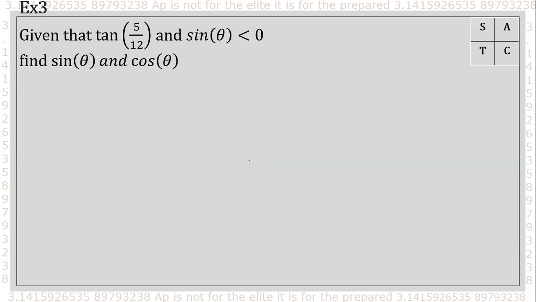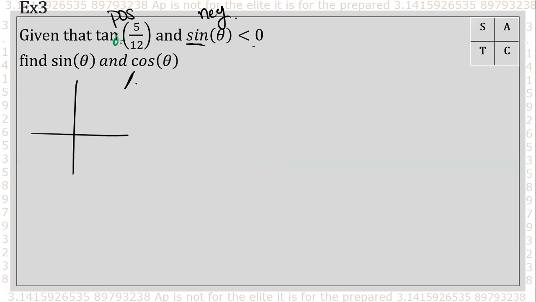Okay, awesome. So let's put it into perspective. Tangent of theta equals 5/12. So let's go ahead and break it down. We see that tangent of theta is this fraction, and that fraction 5/12 is positive. So we're looking where tangent is positive, and sine is less than 0, it is negative.